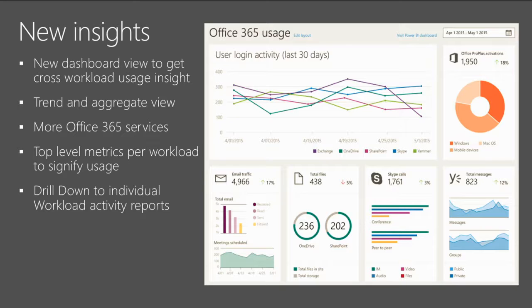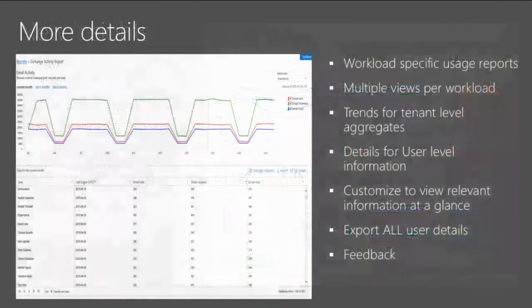So when you double-click on any one of the tiles here, you'll be able to go into the detailed workload report. And from here, what we want to give you is a trend view for the top-level metric that gives you an overview of the last 3 months or last 6 months' worth of data, so you can see quick trends for organization level information.